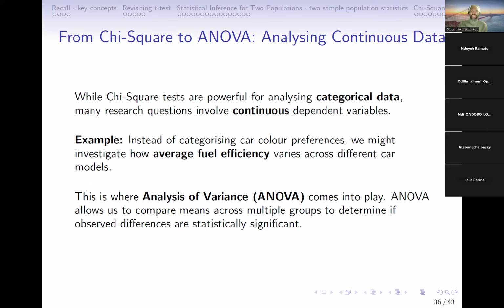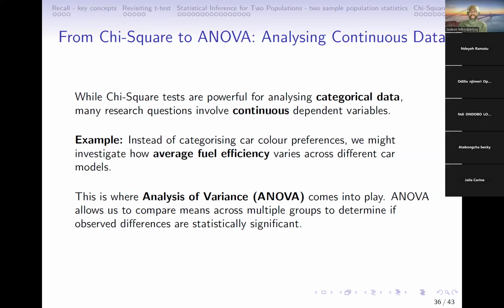So for the chi-square, we've seen that we're looking at categories. For ANOVA, we're looking at continuous data. And what is ANOVA in the first place? Well, ANOVA is short for analysis of variance. The chi-square test allows us to study or analyze categorical data.